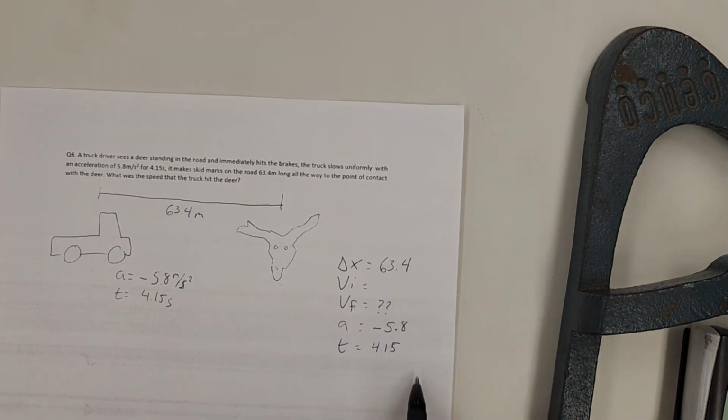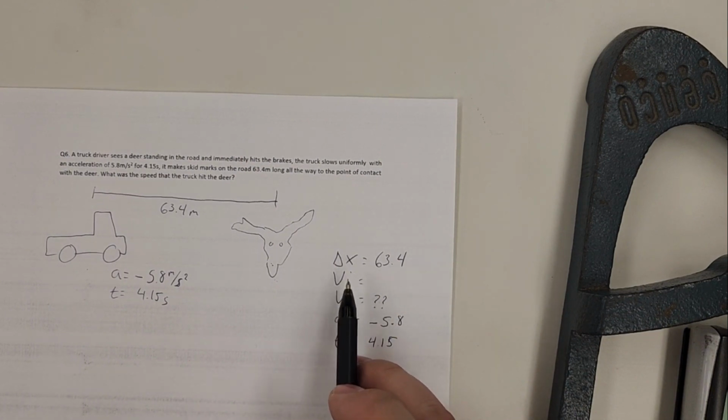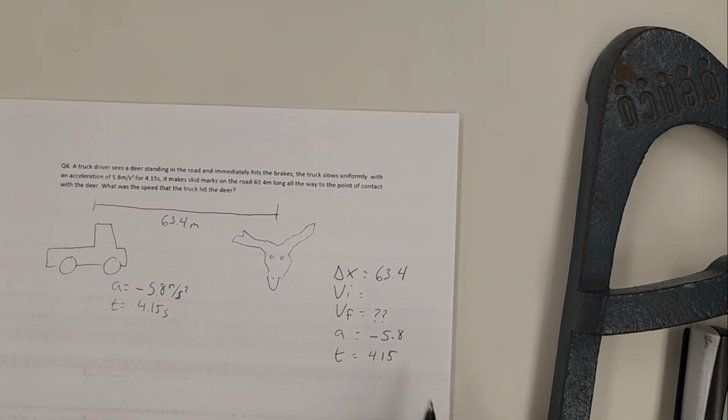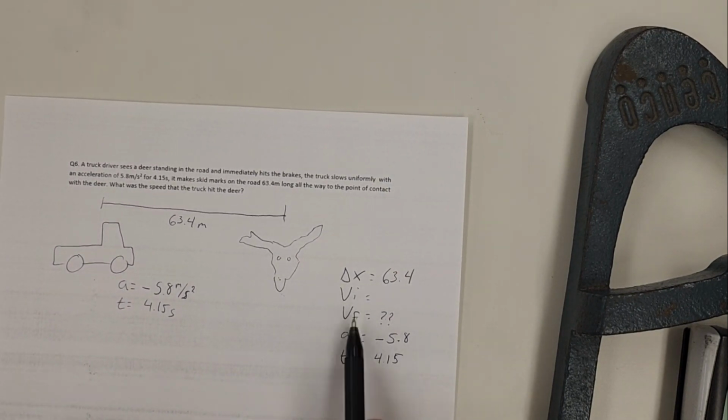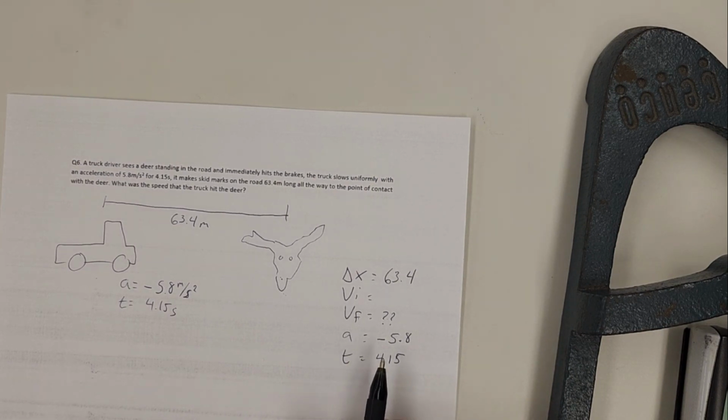Okay, I've got three things. I got the one that I'm looking for, and I got the one that I do not care about. So we look at our kinematics, and we look for the one that doesn't involve VI, and we immediately see a problem. All of them involve VI. We don't have an equation that does not involve VI. So we have to solve for it.